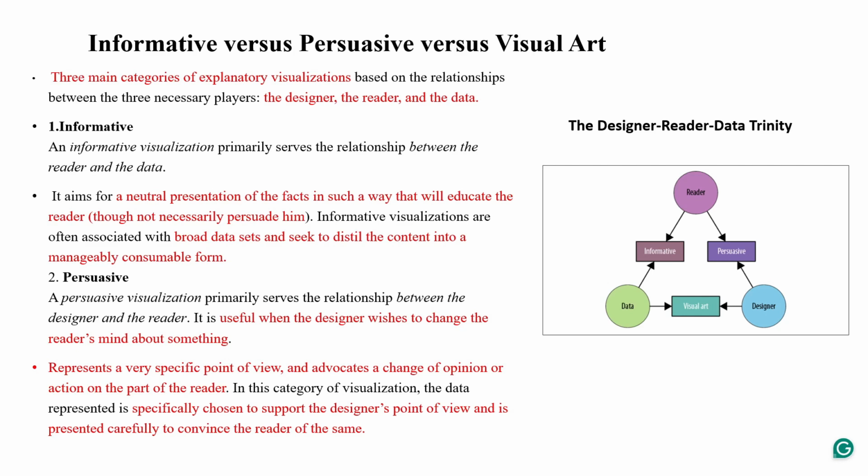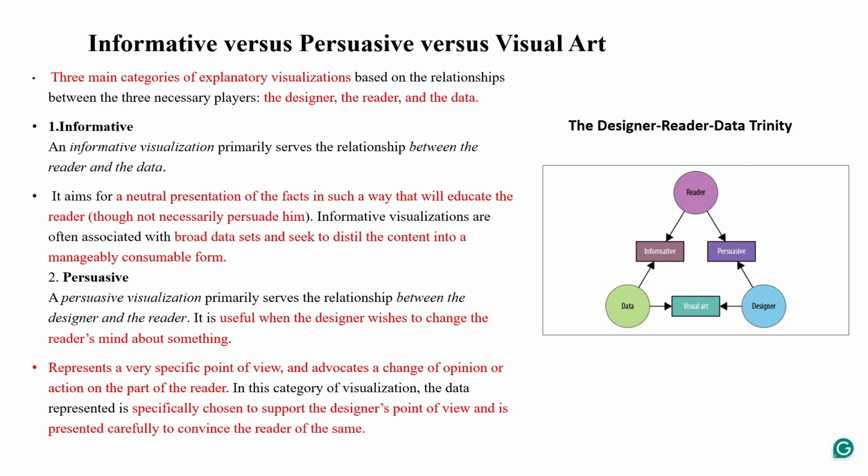The second type is the persuasive graph. So it is the relation between the designer and the reader. So there is no data playing here. Of course, we will present the data, but the main focus is between designer and reader. It is useful when the designer is interested in changing the reader's mind about something.